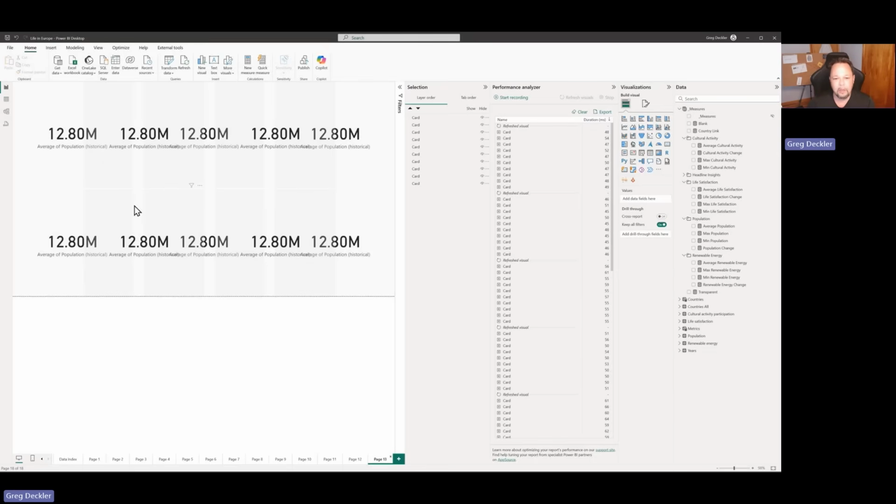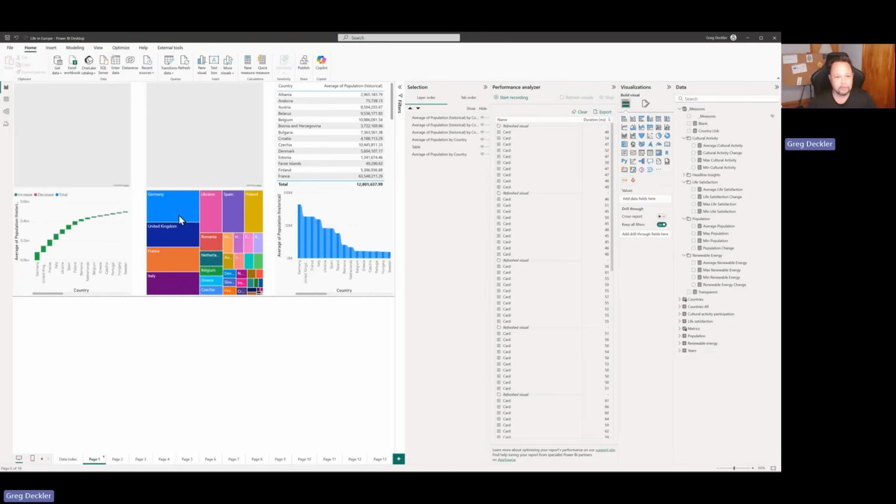There are 6 of them: population, life satisfaction, energy, renewable energy, culture activity, the change in population, and the change in life satisfaction. Those are the 6 metrics I was using. At one point I had all 6 on this page, ran the 10 tests and exported it. Then I started copying the visuals so that I got all the way up to 10. I copied the population, the life satisfaction, the energy, and the culture activity. So that's what I've been doing with my life, sad as that is.